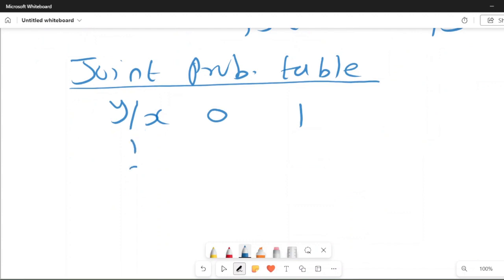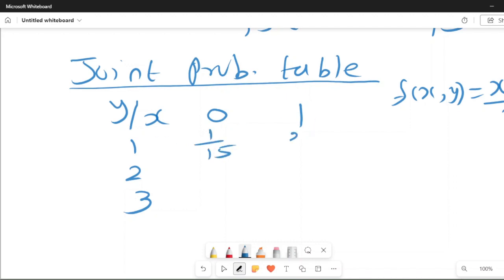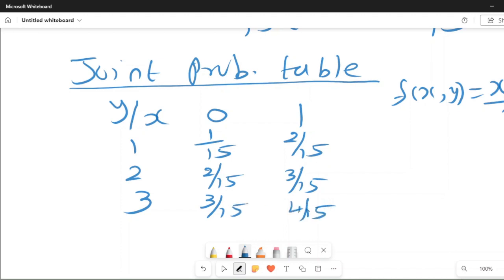y is 1, 2, and 3. Remember, our f of x, y is (x plus y) divided by 15. So when x is 0 and y is 1, it's 1 over 15. When x is 1 and y is 1, it's 2 over 15. When x is 2 and y is 0, it's 2 over 15. This is 3 over 15, and this is 3 over 15, and this is 4 over 15. Now am I getting 4 over 15? x is 1 and y is 4.